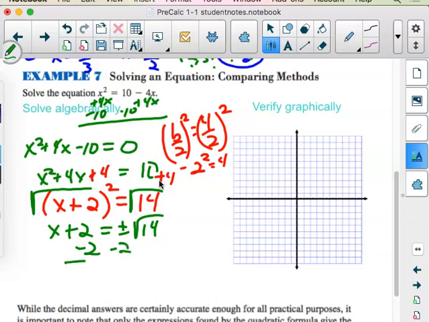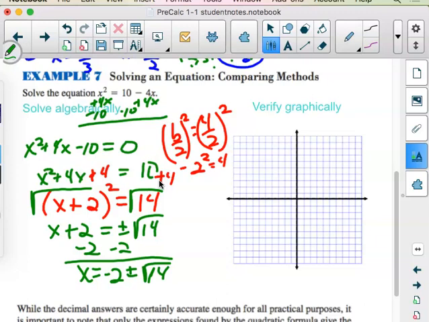But I still have that negative 2 to move over. So negative 2 plus or minus the square root of 14. So we subtract 2 to get rid of that plus 2. Now, those are numbers we are not going to recognize if we use a graphing calculator to get this, because they're going to be nasty decimals.